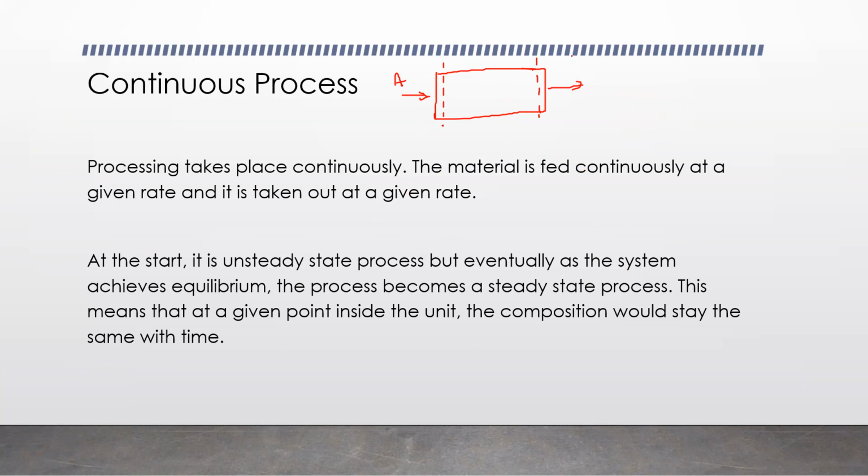Let's say 90% of A has converted. So we'll get 90% B and 10% A. Whatever A we have, we'll get it on this side. So this type of process is known as a continuous process. It is fed continuously and it is extracted or taken out continuously.